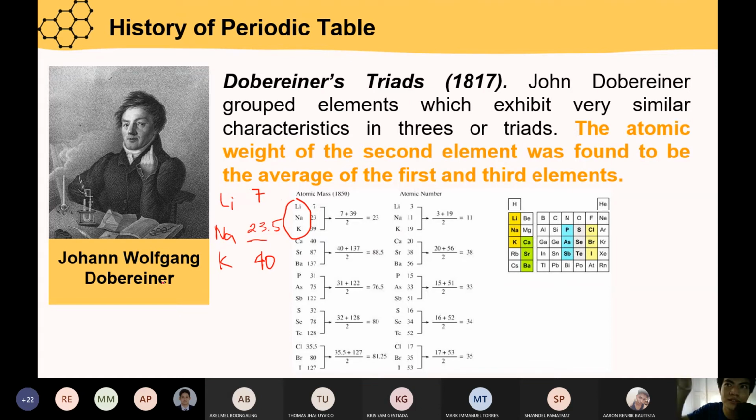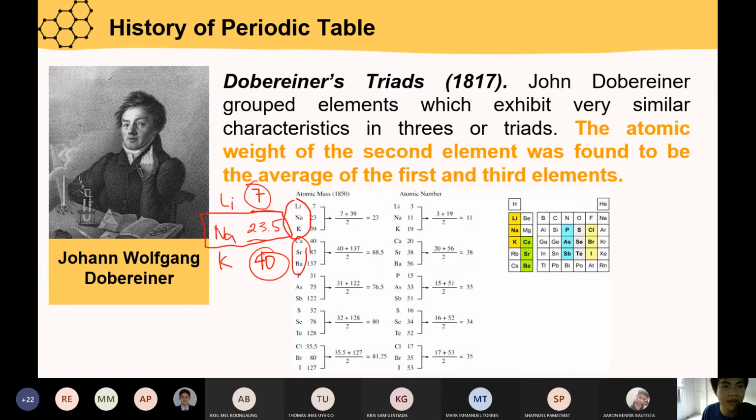No? When you arrange the triads in increasing molar mass, the second element will have the average of the molar masses of the first and the third element. No? So, yun yung napansin niya. Okay? So, that is true for lithium, sodium, potassium, calcium, strontium, barium, and many more. Okay? So, yun yung kanyang fascinating discovery. Okay? So, by that time, they used Döbereiner's triad as the periodic table.